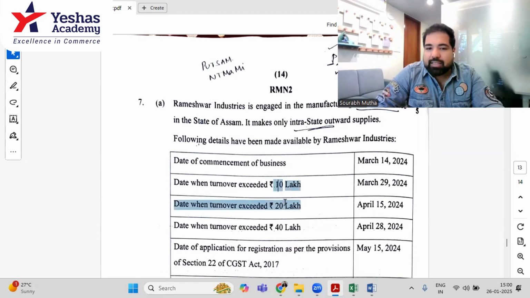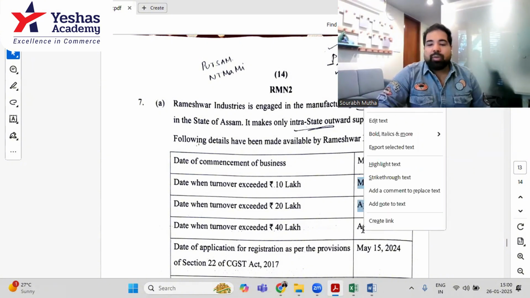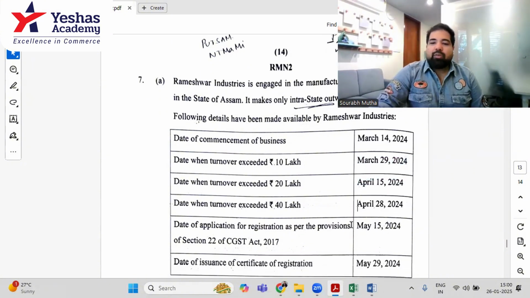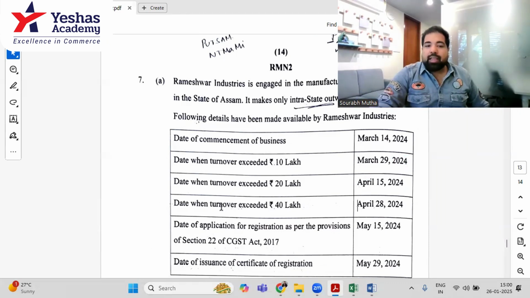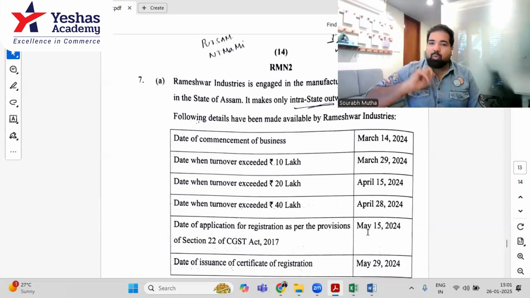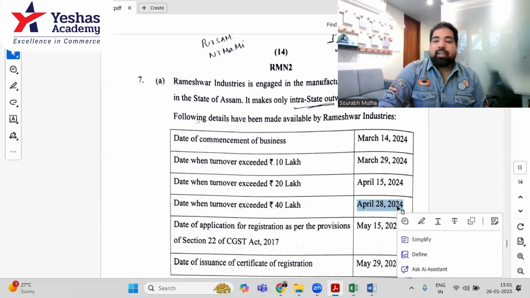So this date and this date are useless. These two dates are useless. We have to look at April 28th. That is the date of being liable to register. Now, they were liable to register on April 28th and they applied for registration on 15th May. So is it within 30 days? Yes. So they were liable and they were proactive. So your effective date of registration will be April 28th.